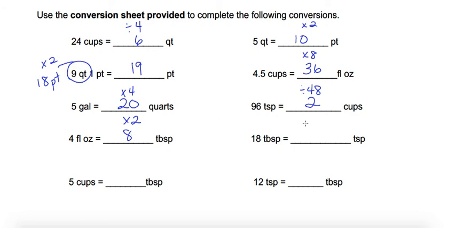Tablespoons to teaspoons. When I'm looking at my chart, it shows us that we need to multiply by 3, and 18 times 3 gives us 54. Cups to tablespoons. There are 16 tablespoons in each cup. So I have to take my 5, multiply it by 16, and that gives me 80.